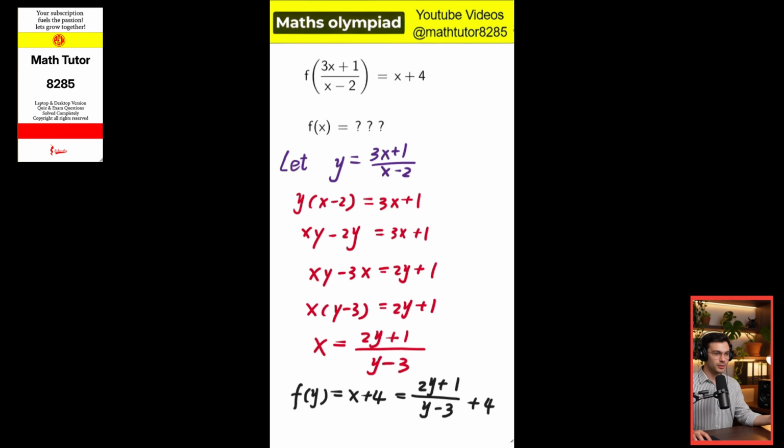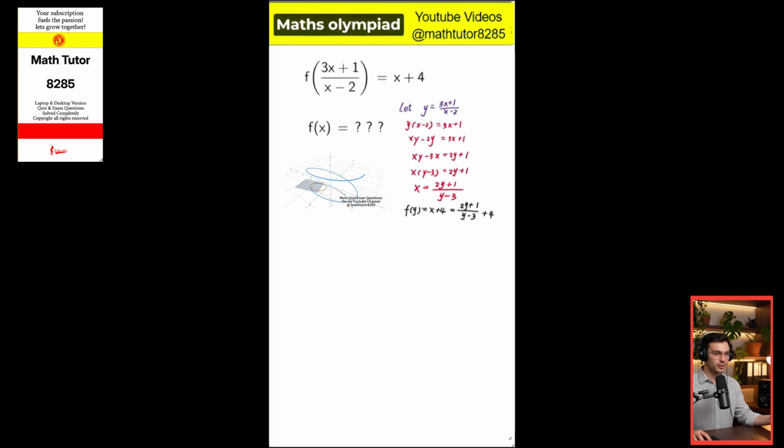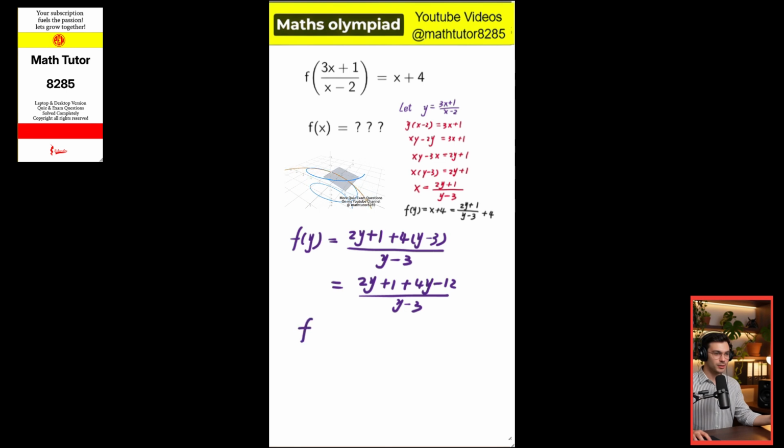Then, next step, simplify. To combine the terms, bring them over a common denominator of y minus 3. This means we rewrite the numerator as 2y plus 1 plus 4 times (y minus 3). Expanding the numerator gives 2y plus 1 plus 4y minus 12. Combine like terms to get 6y minus 11 in the numerator. Therefore, f of y equals the fraction of 6y minus 11 over y minus 3.